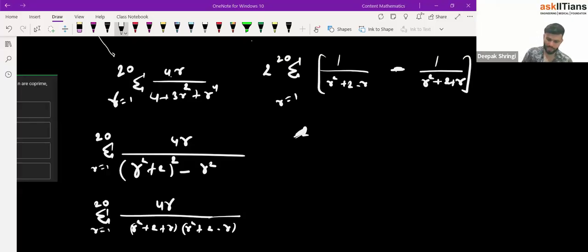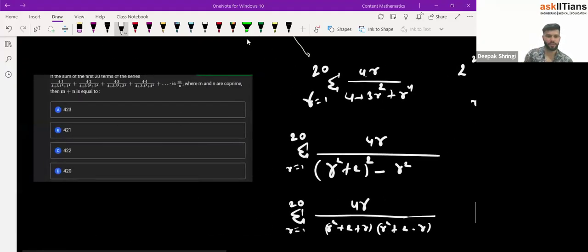Sir, how did he get 20? 20, you are students, he asked in the question, he asked me, find the sum of the first 20 terms. Read the question.